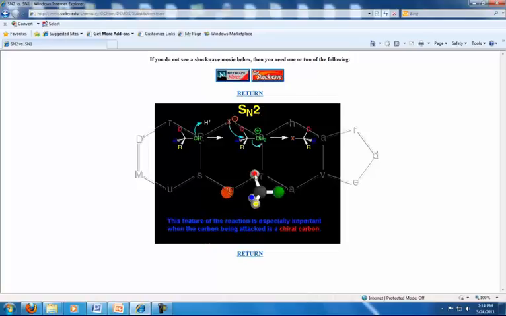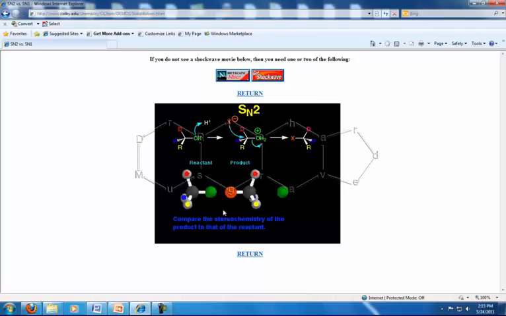Now let's say this is chiral. As I was saying earlier, the configuration actually gets inverted when the nucleophile attacks. So keep a close eye on what the reactant looks like and what the product looks like. So we only get one product from this reaction, but the stereochemistry is actually the reverse of what it was in the reactant. There's the reactant and there's your product.